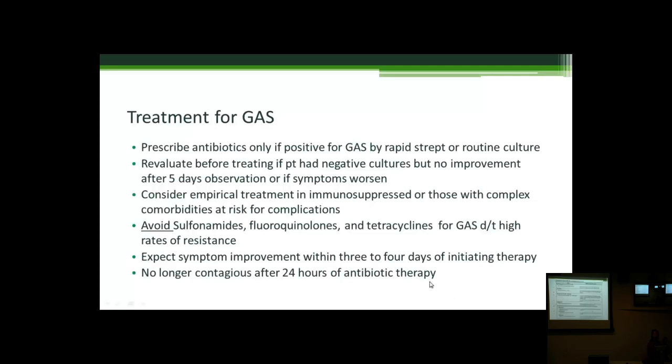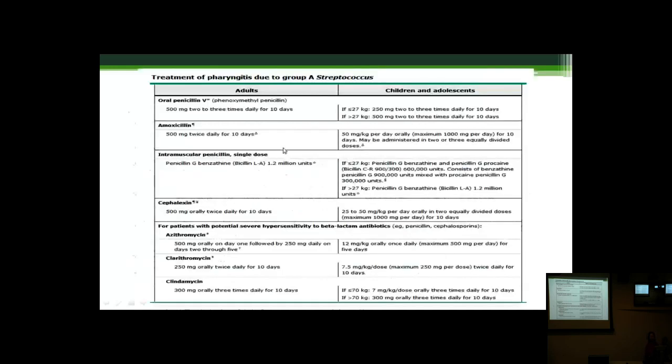All right, so treatment, antibiotic options in this next handout, we'll see for treatment for pharyngitis due to group A streptococci. So obviously the main treatment option would be penicillin V, amoxicillin, cephalosporins, intramuscular injection of penicillin is also an option. And then if somebody's allergic to penicillin, your next options would be azithromycin, clarithromycin, or clindamycin.